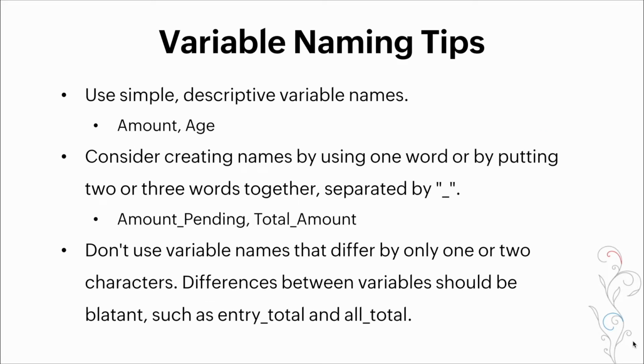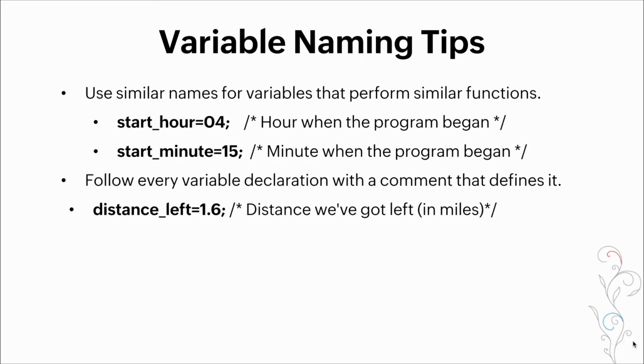Here are some variable naming tips. Use simple descriptive variable names, like amount or age. Consider creating names by using one word or by putting 2 or 3 words together, separated by an underscore. This is referred to as snake case. Don't use variable names that differ by only 1 or 2 characters. Differences between variables should be very easy to see, such as entry_total and all_total. Use similar names for variables that perform similar functions. Follow every variable declaration with a comment that defines it.